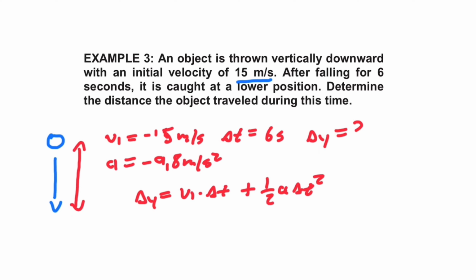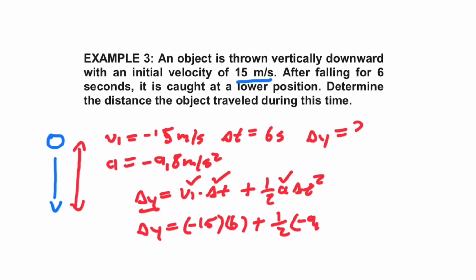Why am I saying so? Delta y is what we're interested in. We have vi and we have the time and the acceleration also. So this is the right equation to use, okay? So let's go ahead and substitute. Delta y will be equal to vi, which is minus 15, multiplied by delta t, which is 6, right? Plus a half, the acceleration is minus 9.8. Delta t is 6, and we square that.